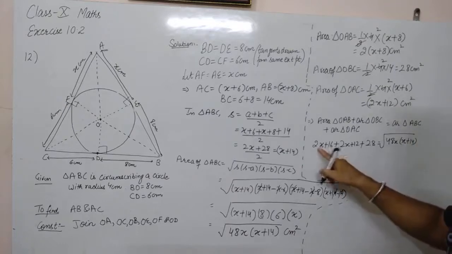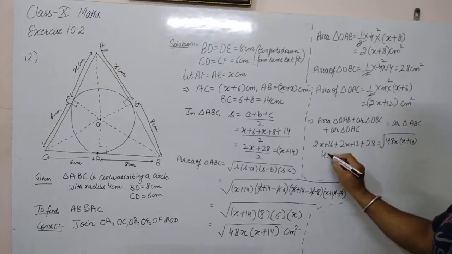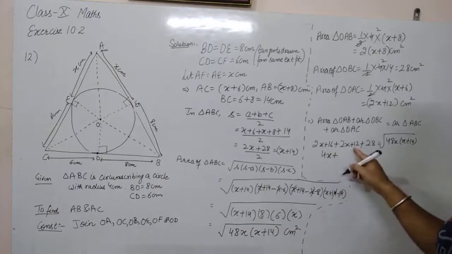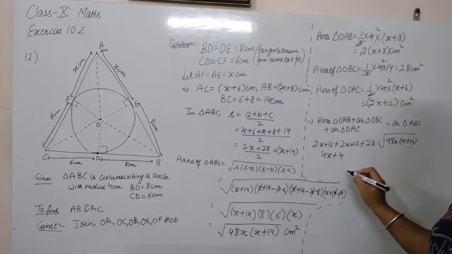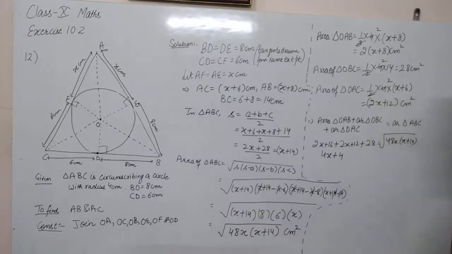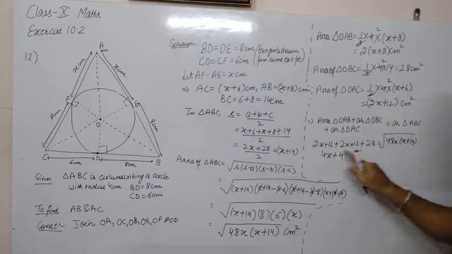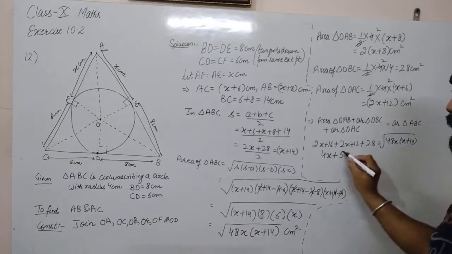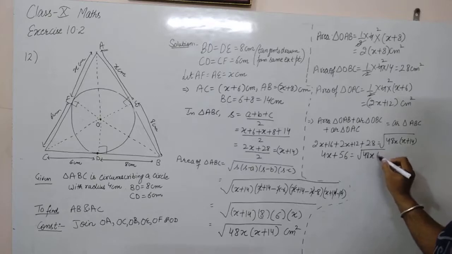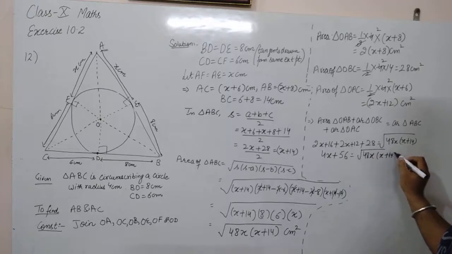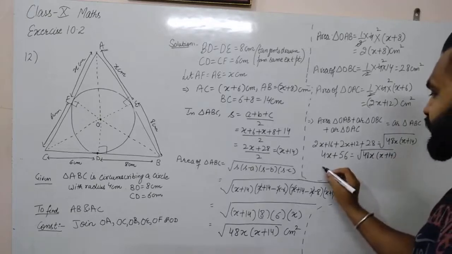So now adding 2x plus 2x, 4x, and 16 plus 12 plus 28, that is 56. This will be root of 48x into (x plus 14). Squaring both sides, this will become, taking 4 common first.